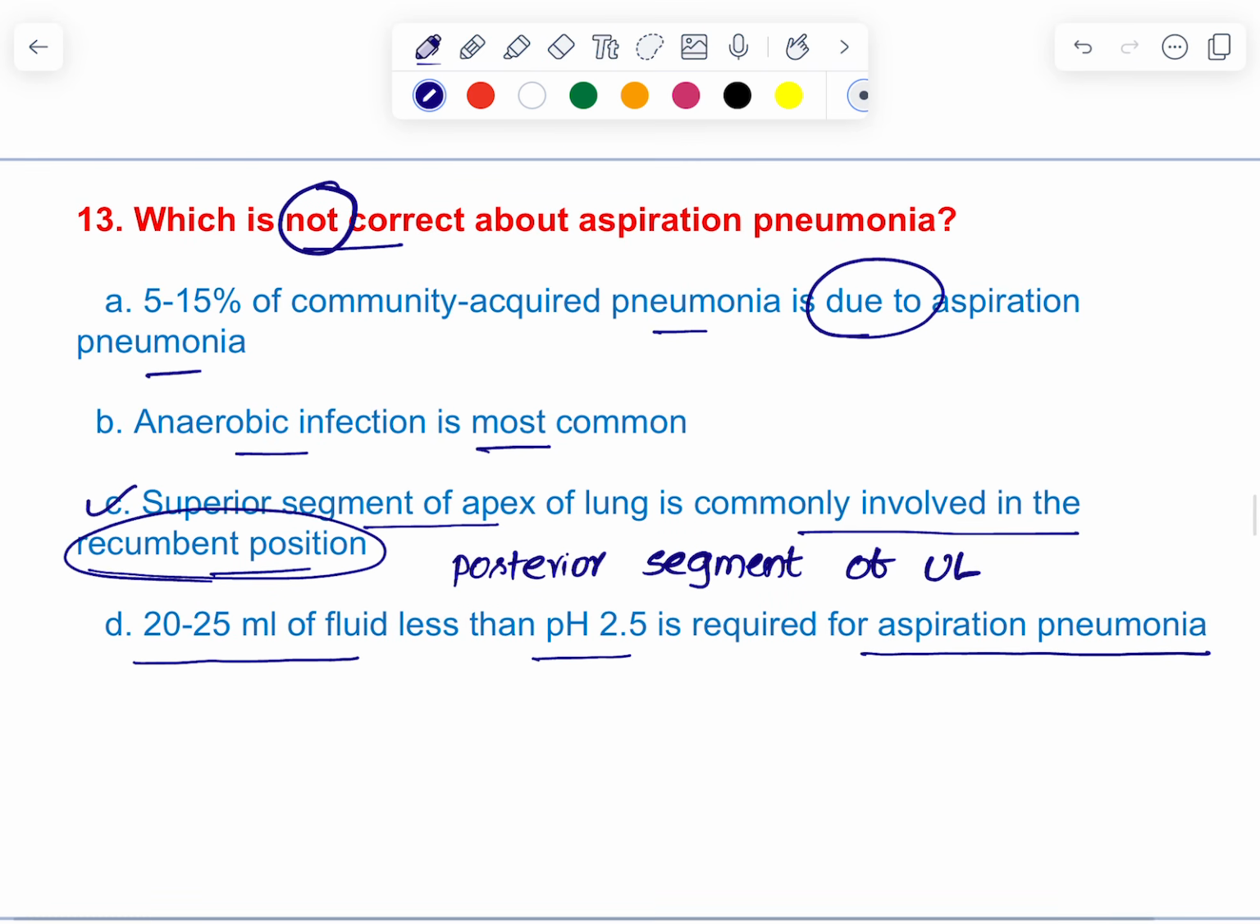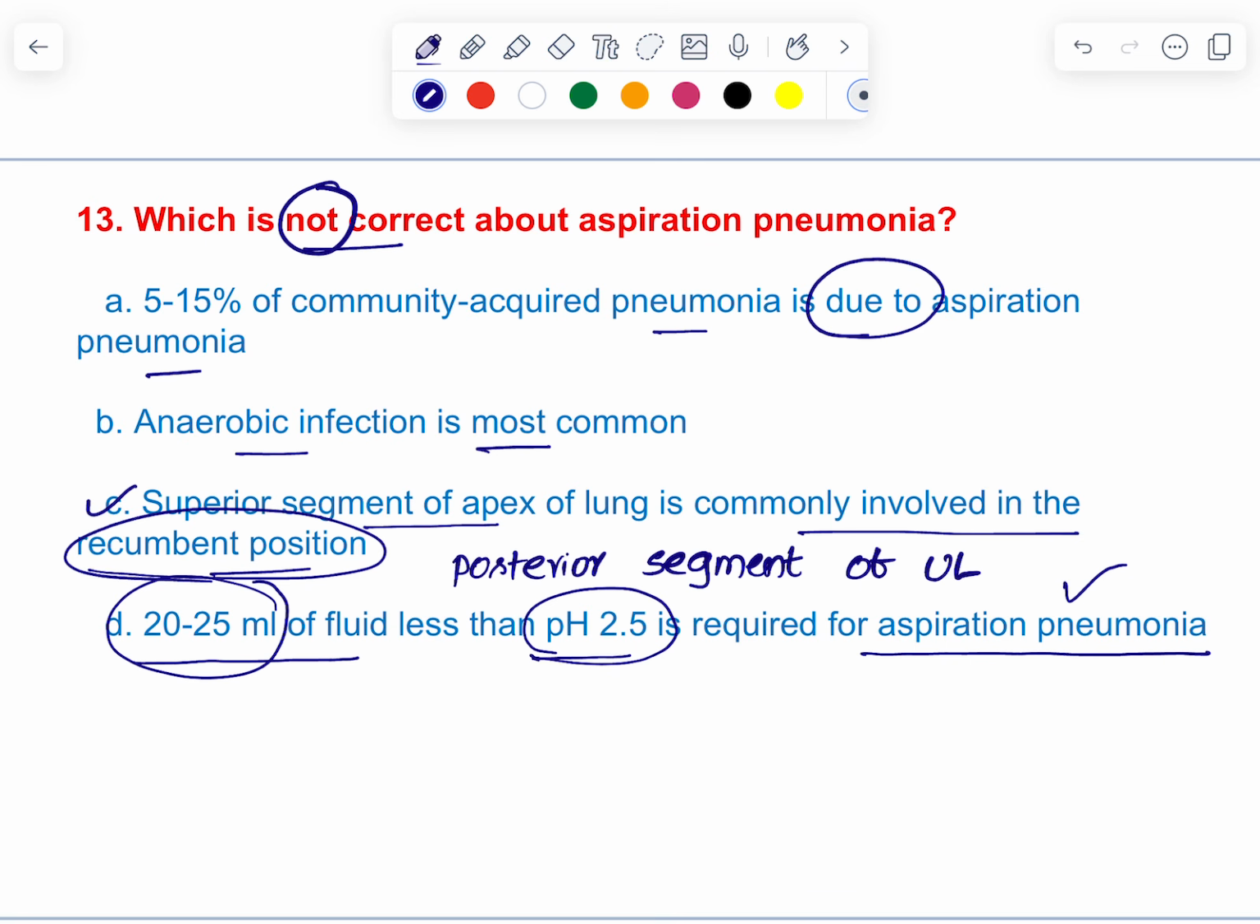And what about the other options? 5 to 15% of community acquired pneumonia is due to aspiration pneumonia. Yes, it's a true statement. For aspiration pneumonia to occur, you require a minimum of 20 to 25 ml of fluid where the pH should be less than 2.5. That will result in aspiration pneumonia.